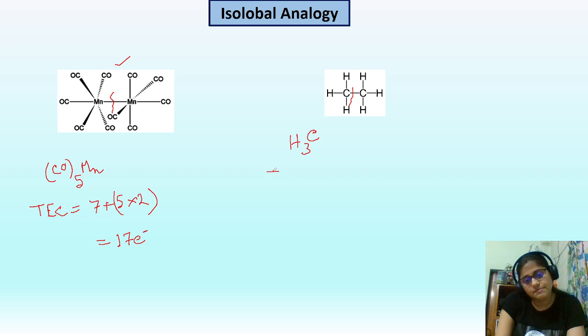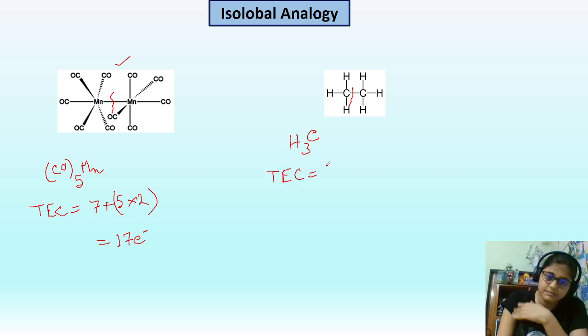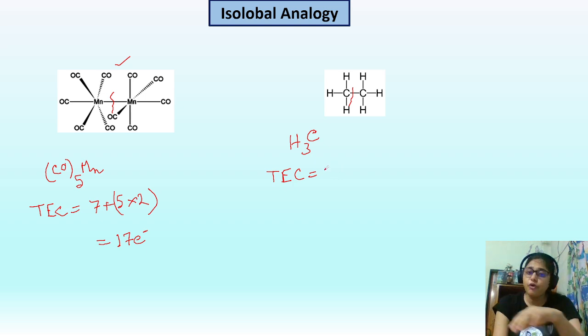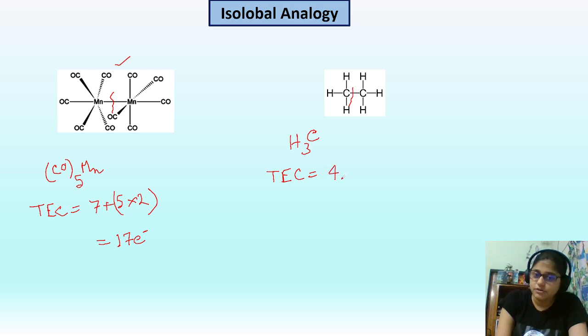Now TEC is what? Carbon. Carbon means 4, right? In the valence shell, 4 electrons are present. So 4 plus 3 for hydrogen, 1 each, and nothing else is there. So 7. Now see, 17 and 7. I have shown you in the table, right? So 17 minus 10 is 7.